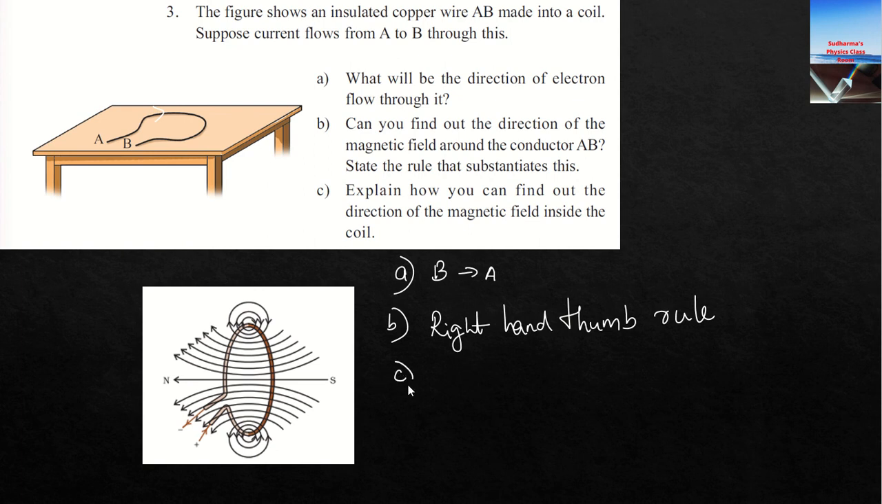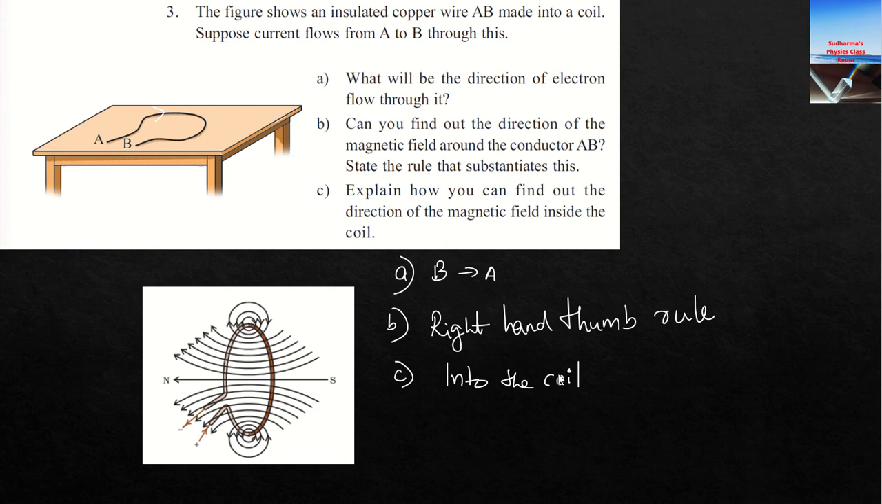So the magnetic field inside the coil is always into the coil. It's always entering into the coil. So how do you find it out?